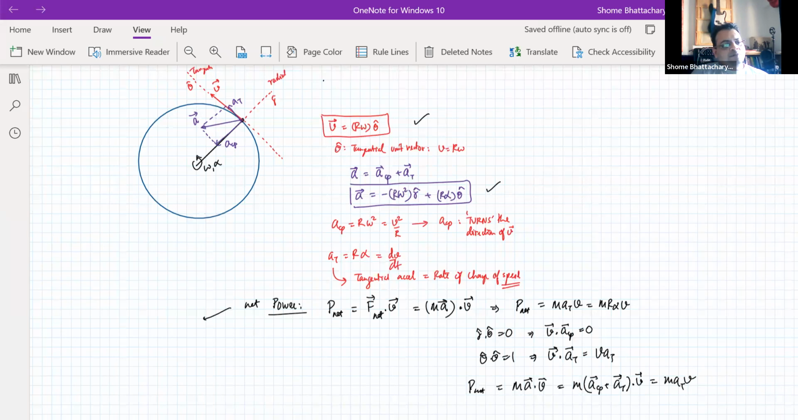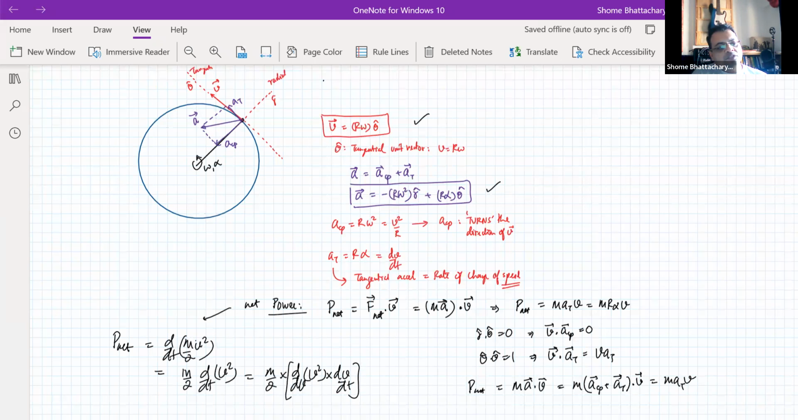Another way to understand net power is that it is equal to the rate of change of kinetic energy. So it is m by 2 into the differentiation of v square. So by chain rule, so this is chain rule applied to this term here.